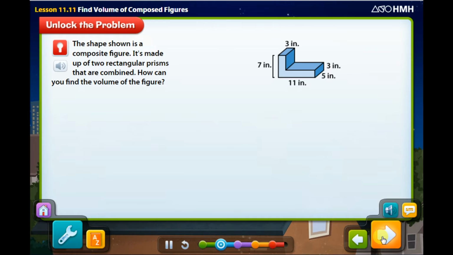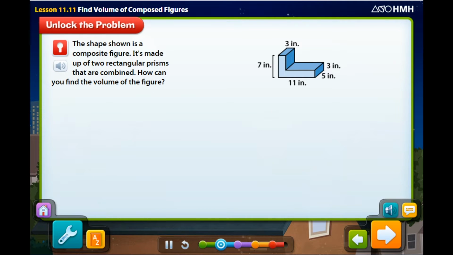Let's start. Here's a problem about the volume of a composite figure. So let's read the example first. The shape shown is a composite figure. It's made up of two rectangular prisms that are combined. How can you find the volume of the figure?